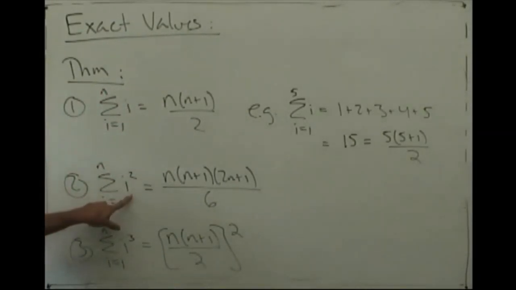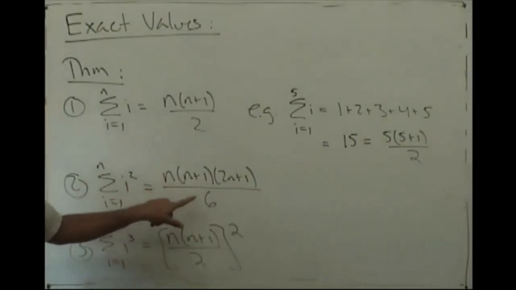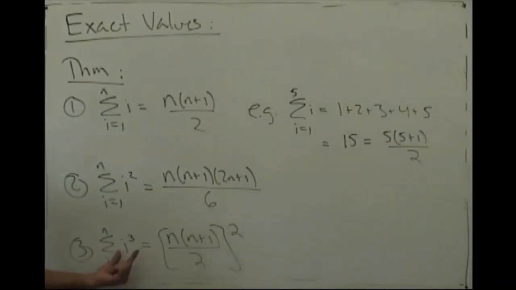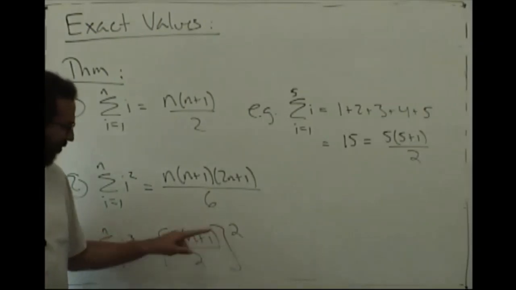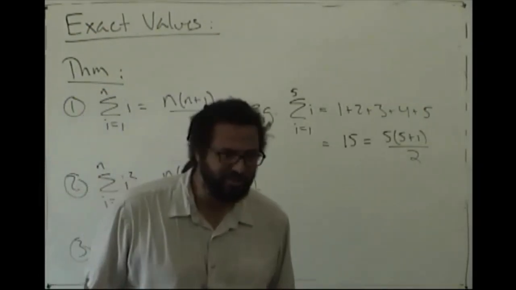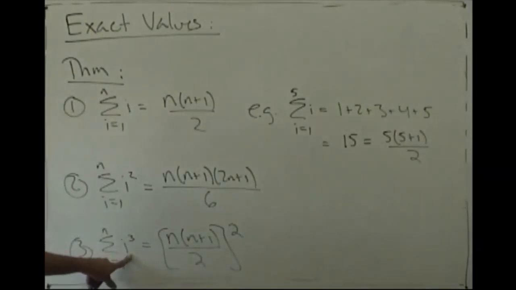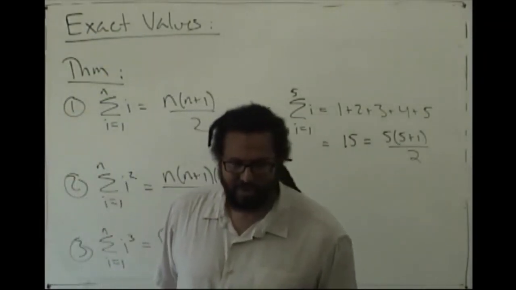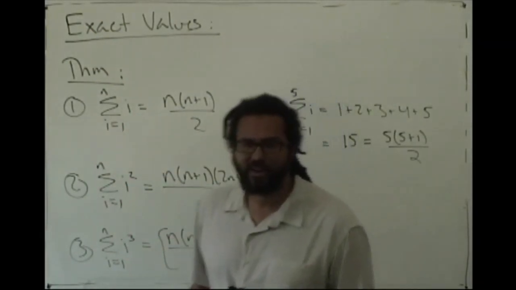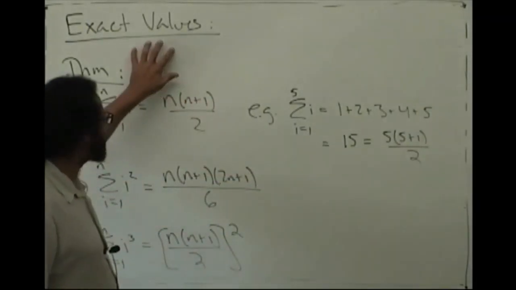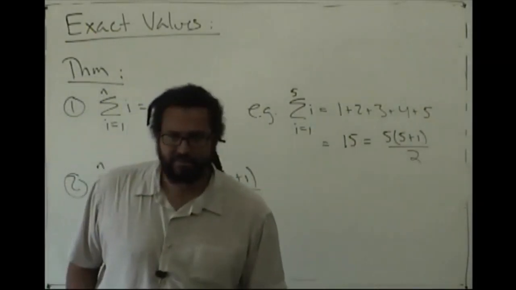So here's a formula for the first n squares. That's n times n plus 1 times 2n plus 1 over 6. And then here's a formula for the first n cubes. That's n times n plus 1 over 2, all squared. You can find formulas for the general case, the sum of the first n fourth powers, the sum of the first n fifth powers, and so on and so forth. But just to get a basic idea, let's just concentrate on these first 3 in order to find the exact value for the area under the curve.